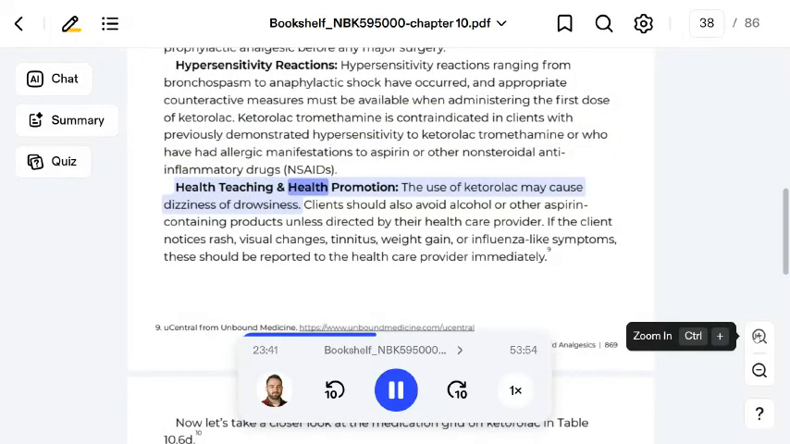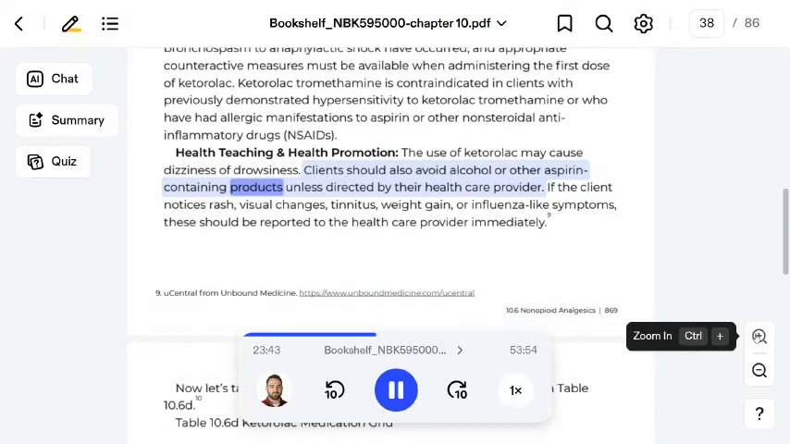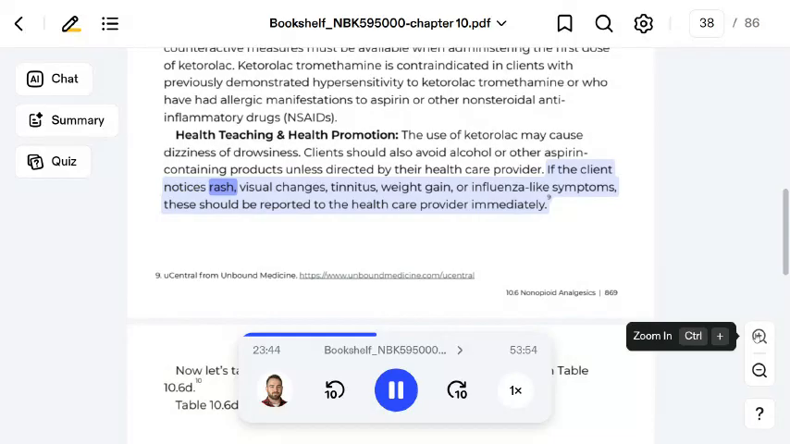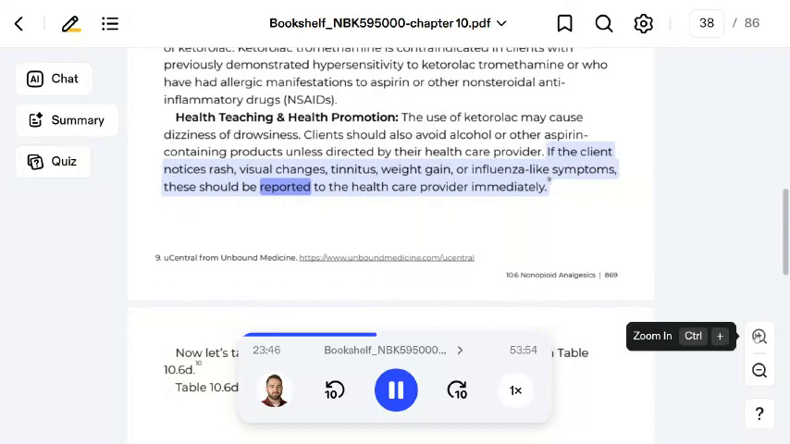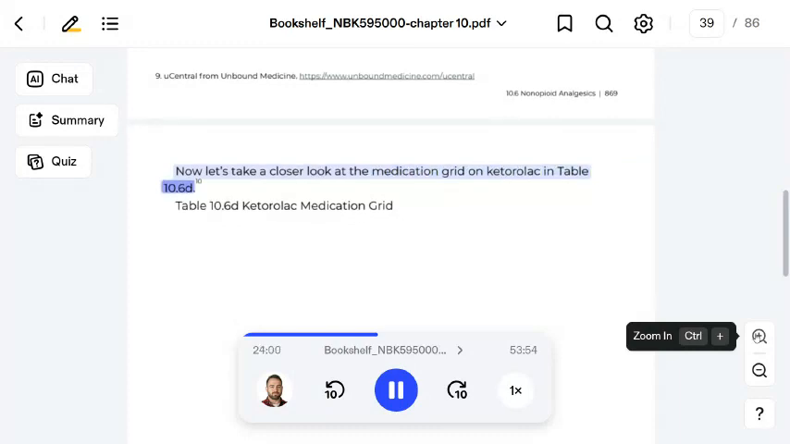Health teaching and health promotion. The use of ketorolac may cause dizziness or drowsiness. Clients should also avoid alcohol or other aspirin-containing products unless directed by their healthcare provider. If the client notices rash, visual changes, tinnitus, weight gain, or influenza-like symptoms, these should be reported to the healthcare provider immediately. Now let's take a closer look at the medication grid on ketorolac in Table 10.6d.